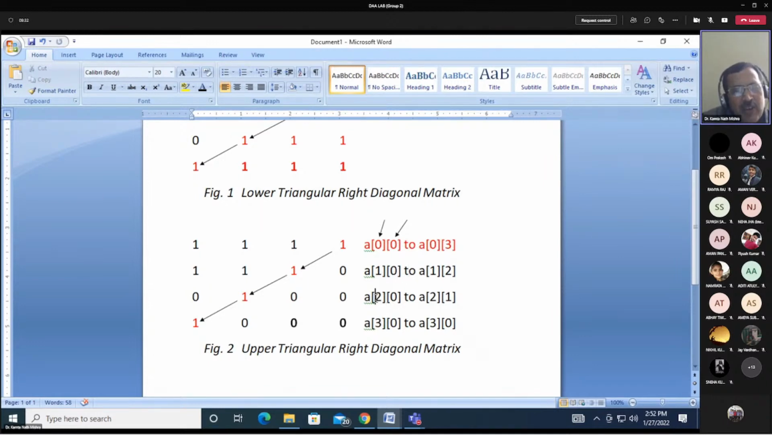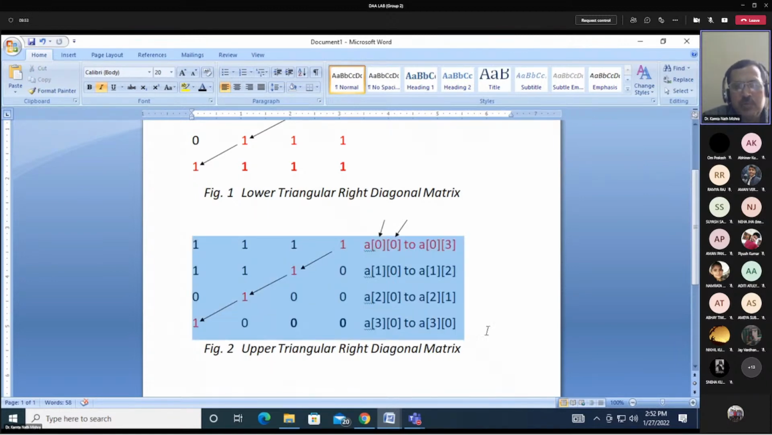Third row, I will start from A20, A21. And J will start from 0, but it will go up to N minus 3 here. And here J will start from 0 and it will go up to N minus 4 here. And in this situation, you will get this.